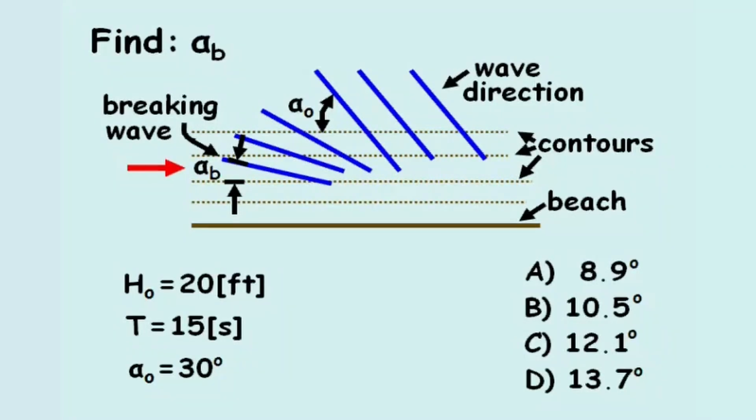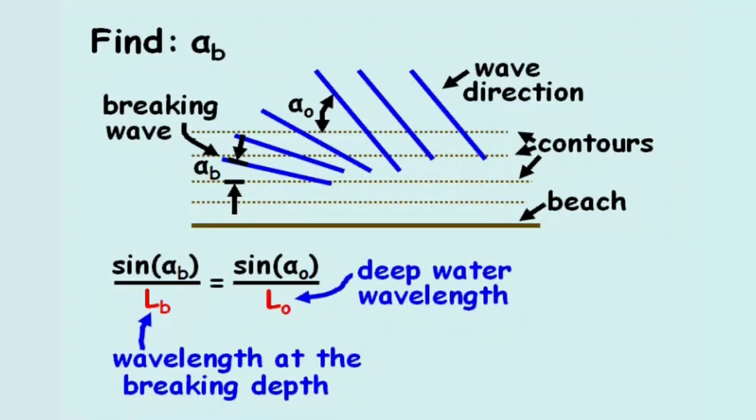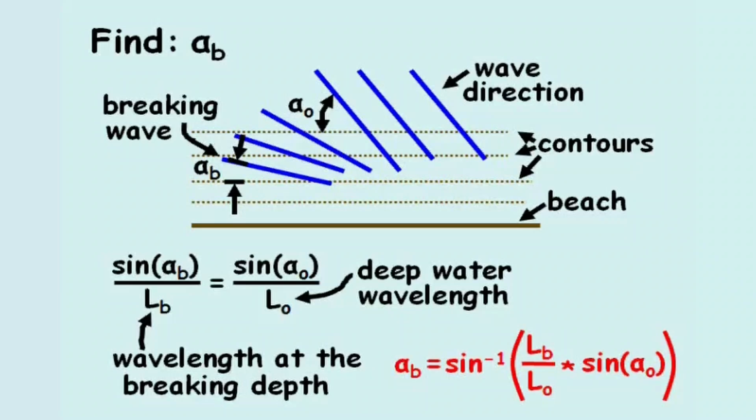To find alpha b, we'll use the relationship which relates alpha b to alpha naught, lb, and L naught, where lb and L naught correspond to the wavelength for the breaking condition and deep water condition, respectively. After solving for alpha b, we can plug in the value of alpha naught, which is 30 degrees, and was provided in the problem statement. But we still have left to find lb and L naught.